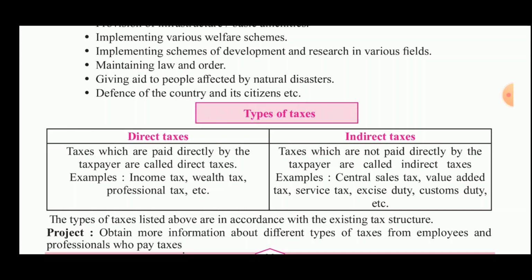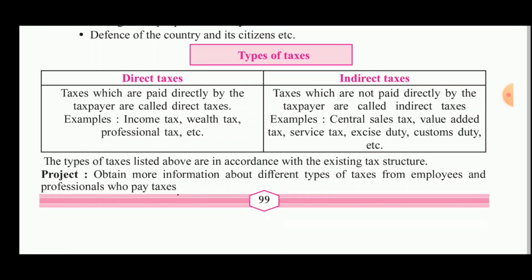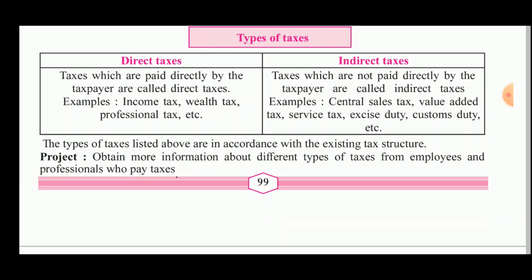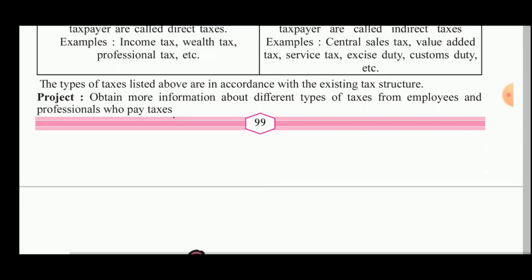Now there are two types of taxes, direct taxes and indirect taxes. The taxes which are paid directly by the taxpayer are called direct taxes. Examples are income tax, wealth tax, professional tax, etc. And the taxes which are not paid directly by the taxpayer are called indirect taxes. Examples are central sales tax, value added tax, service tax, excise duty, customs duty, etc. Now, the types of taxes listed above are in accordance with the existing tax structure.